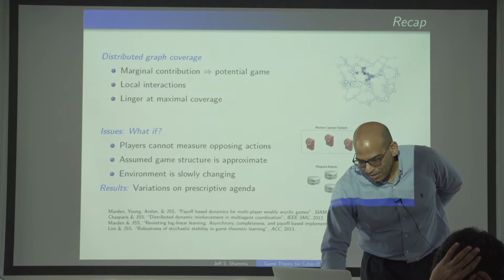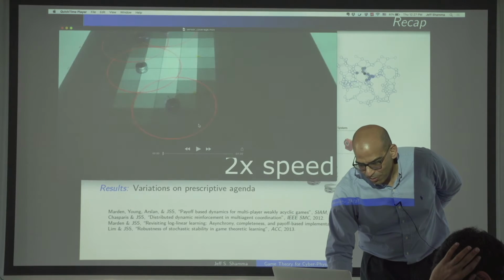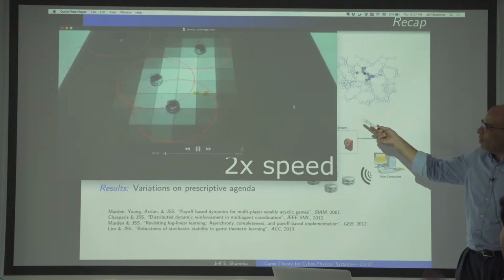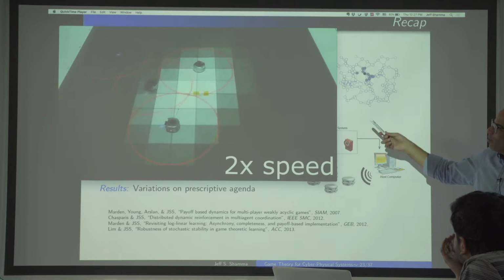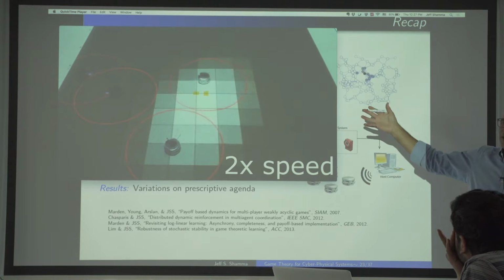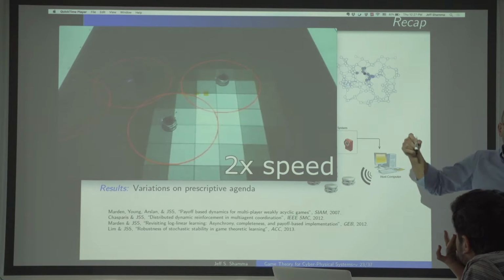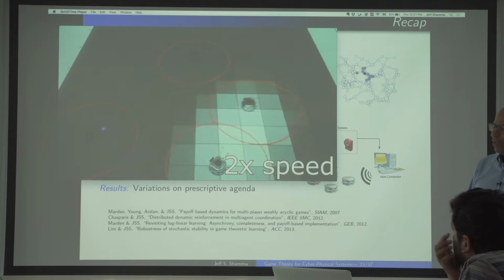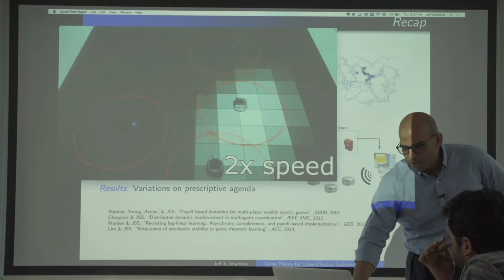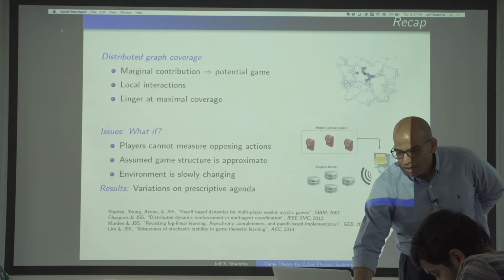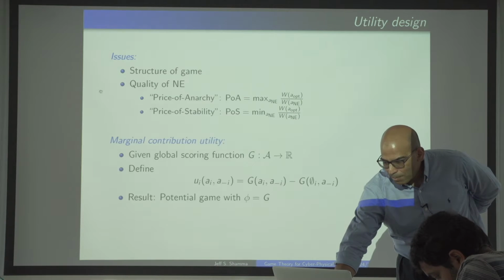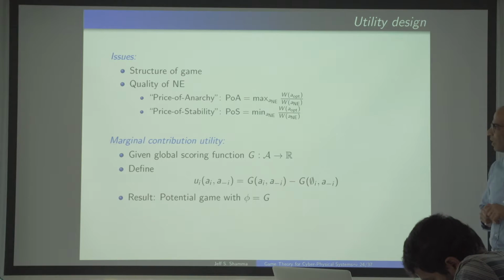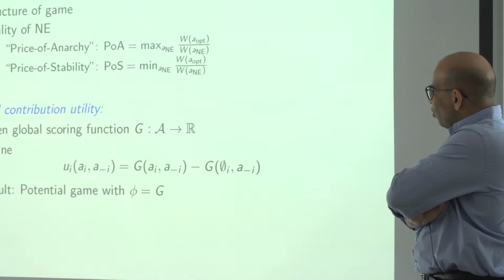And that's how we came to this video. What these agents are doing is binary log linear learning. And not only are they doing binary log linear learning, they're doing it in a drifting environment. So the environment is changing, and they just keep on doing binary log linear learning to track the potential function maximizer. I'll end this with mentioning how we design the utility, and then I'll close for questions.